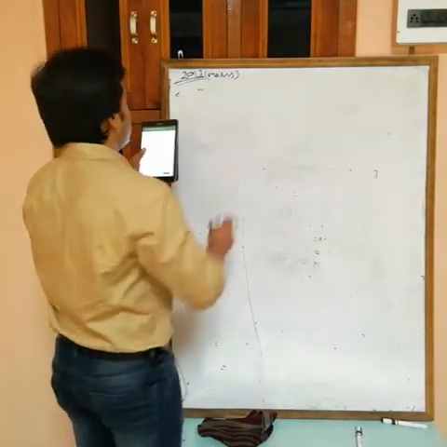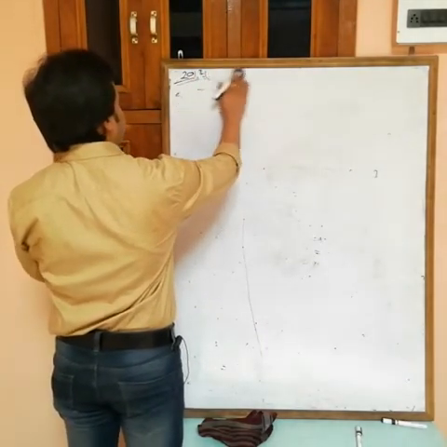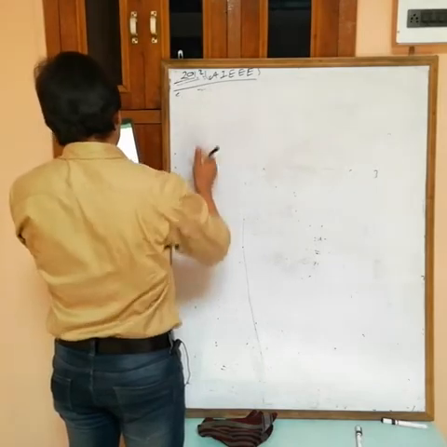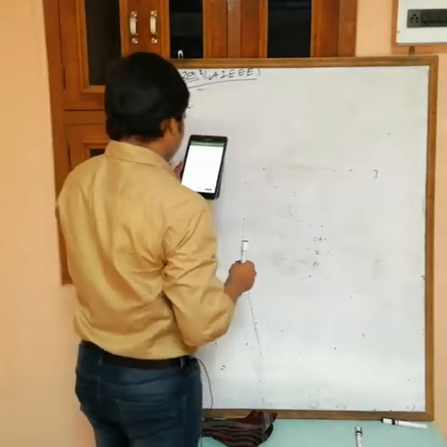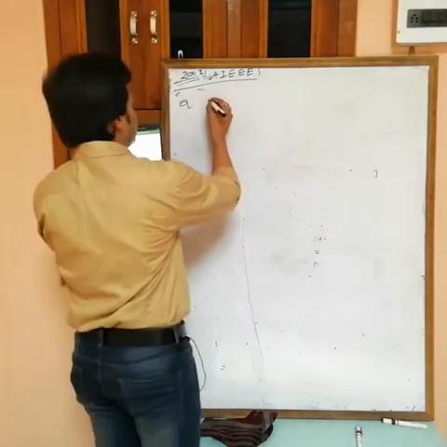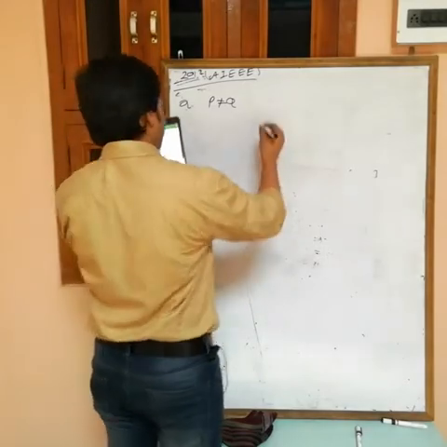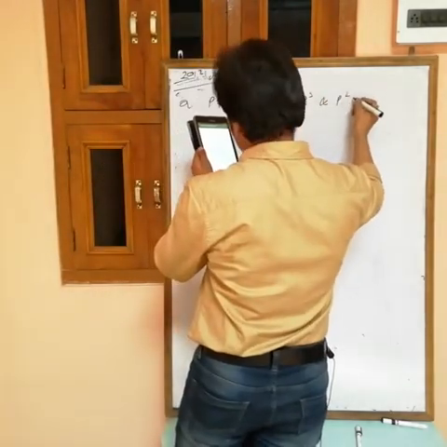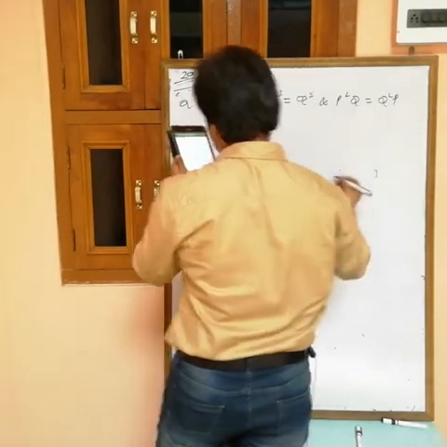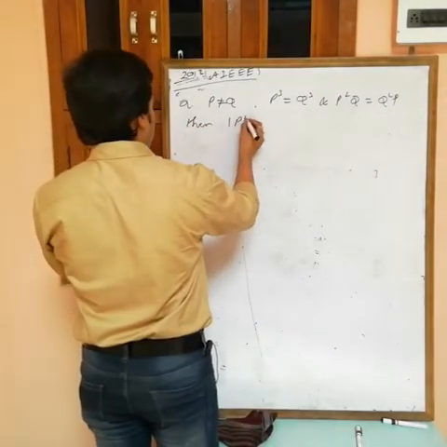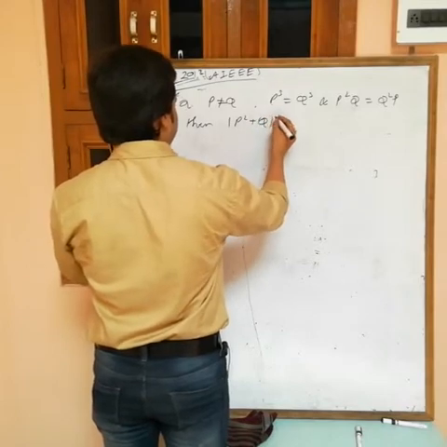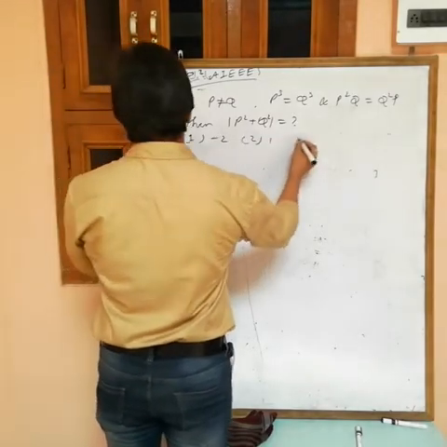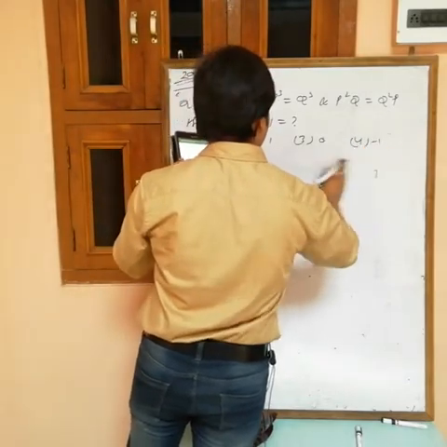Next one is IEEE 2012. P and Q are matrices of 3 by 3 order, P is not equals to Q, P cube equals to Q cube and P square Q equals to Q square P, then determinant of P square plus Q square is equals to, options are -2, 1, 0, -1.